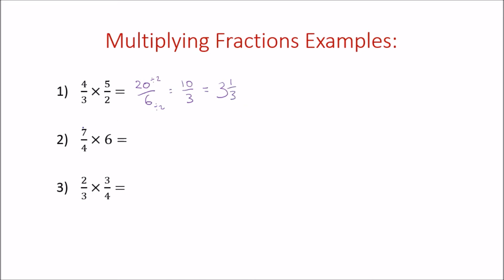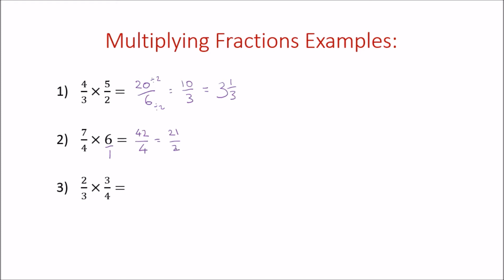Now we've got 7/4 times 6. Now here's our whole number. Let's turn it straight away into a fraction, and now we can go 7 times 6 is 42, and 4 times 1 is 4. Both of these are even, so let's halve 42 and let's halve 4. And once you get to here, we can't go any further because this is 2, it's a prime number.